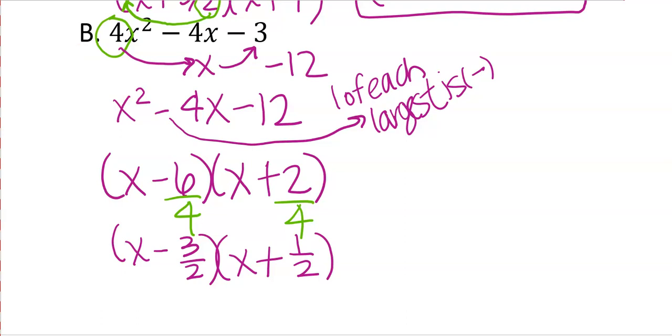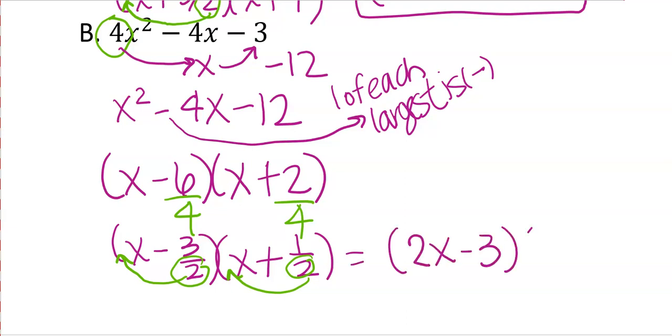Swing the 2 to the front of each of them. Sometimes the numbers are different, like if one was a 2 and one was a 3, you'd swing each of those numbers and that's what it would look like. So whatever number's on the bottom, you're going to swing it back up. So our final answer looks like this. 2x minus 3 and 2x plus 1.